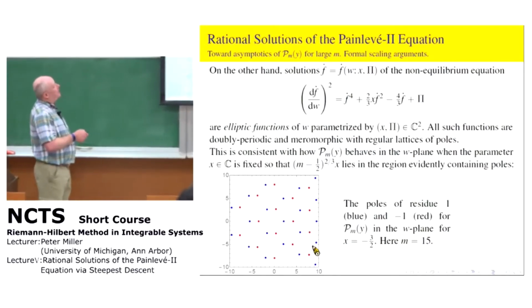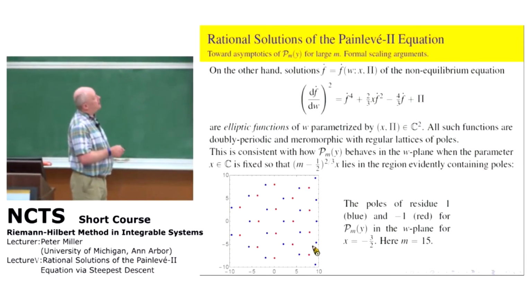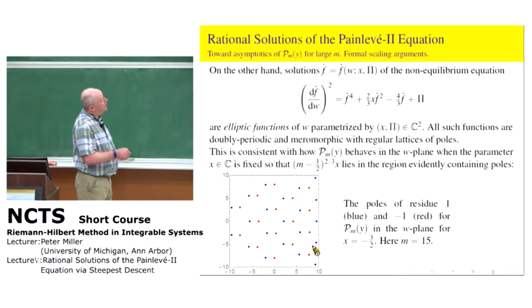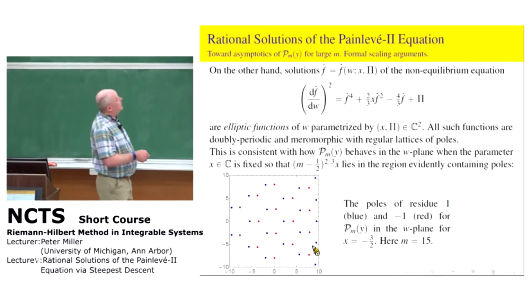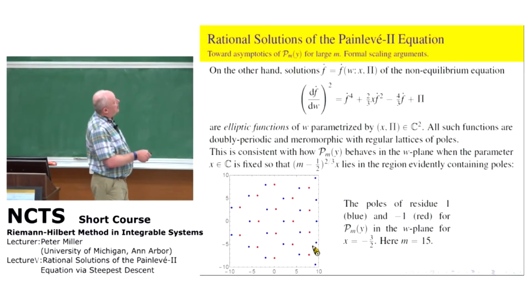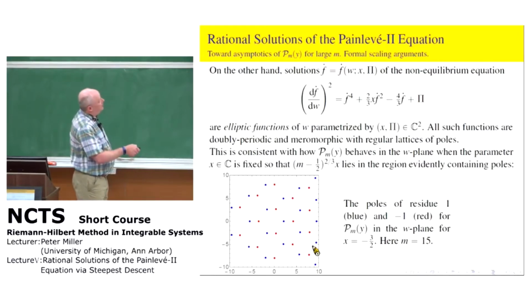On the other hand, if you think about the non-equilibrium solutions, which satisfy this equation for some integration constant pi, well, those functions are elliptic functions because this is a quartic polynomial over here. Those are elliptic functions, parameterized by x, which is a parameter, and pi is another parameter. So there's two parameters there. And for each choice of those two numbers, f is an elliptic function up to a phase shift of the w variable because the equation is autonomous and first order. So all such elliptic functions are doubly periodic in the complex w plane, and they're meromorphic. They have regular periodic lattices of poles.